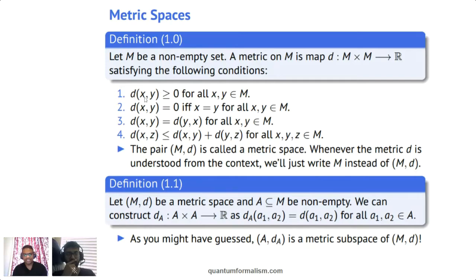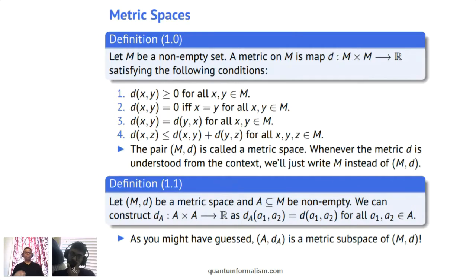The first one is this. If you take any two points, say X and Y, D of XY is greater than or equal to 0. This is to say that this function D cannot be negative. Another condition is that D of XY is 0 if and only if X equals Y. A third condition is this symmetry condition here. So, D of XY is the same as D of YX for all X and Y in M, right?